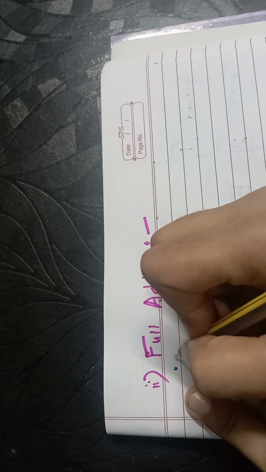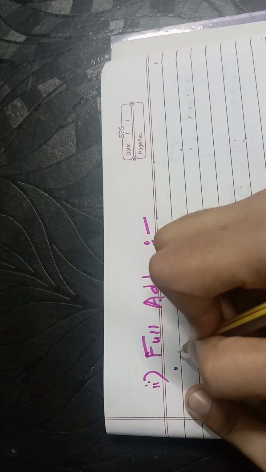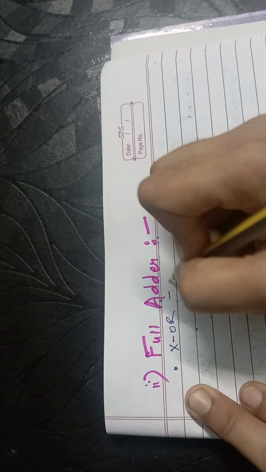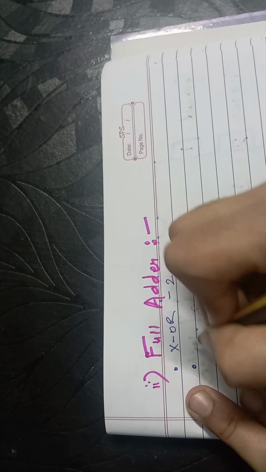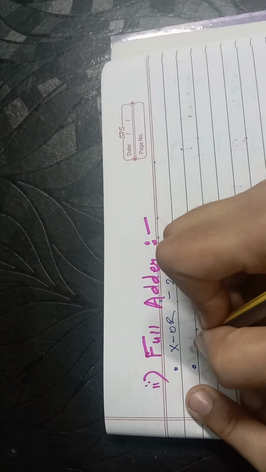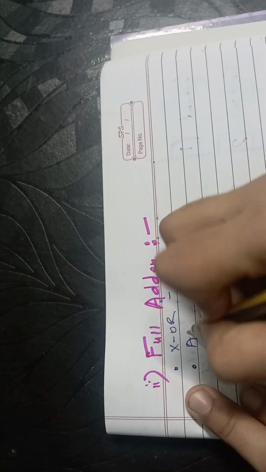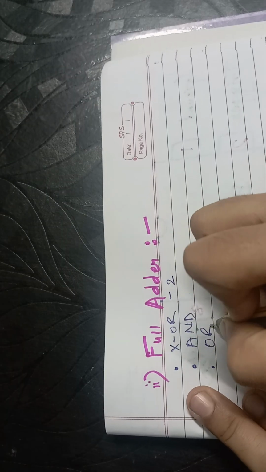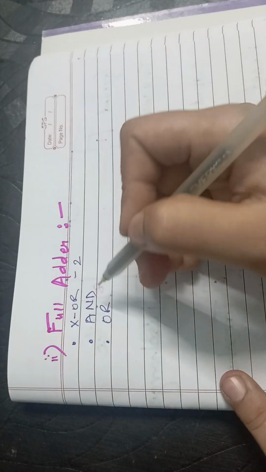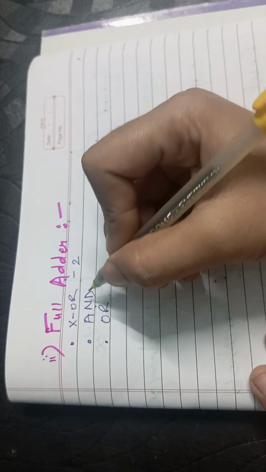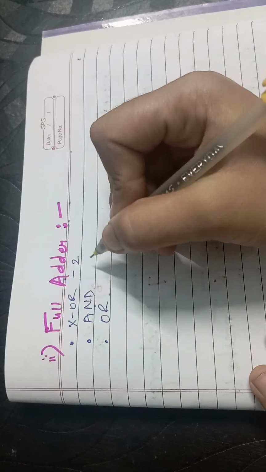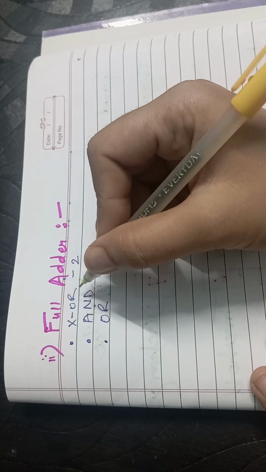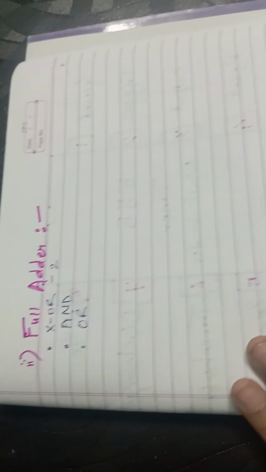Here we need XOR gates in 2 number, and we need an AND gate, and we also need an OR gate for adding. Since we are using 3 inputs, we'll be using OR also, because we have to add in the carry, for C and AB both.